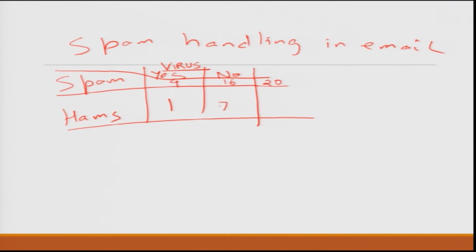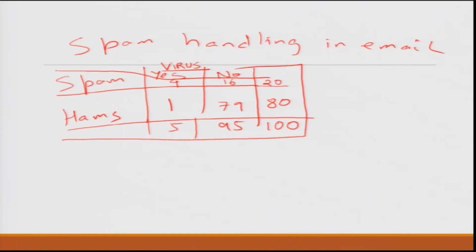And there were 79 cases when the word virus was not present and it was also not a spam, it was a ham. So let this be this. So we have 100 points, we have around 95 points here, and we have 5 points here. So this is what it looks like.